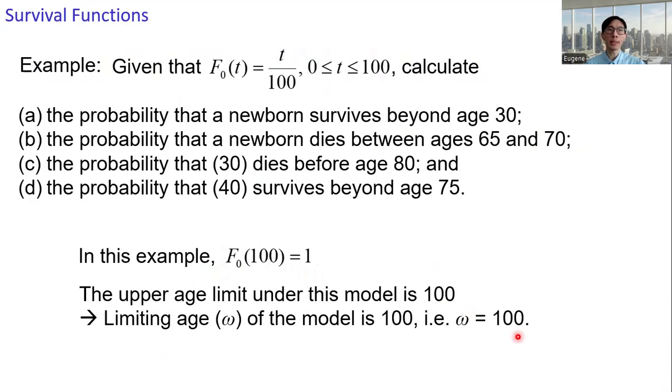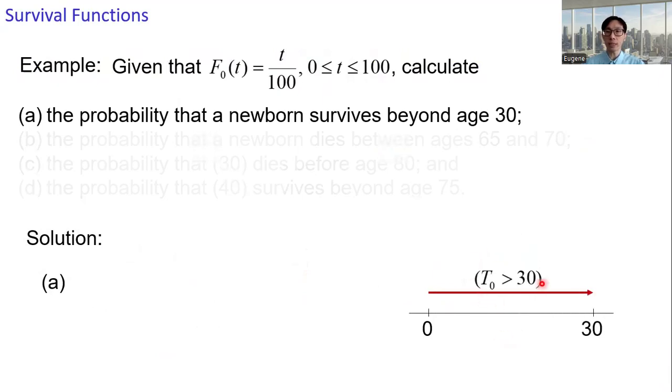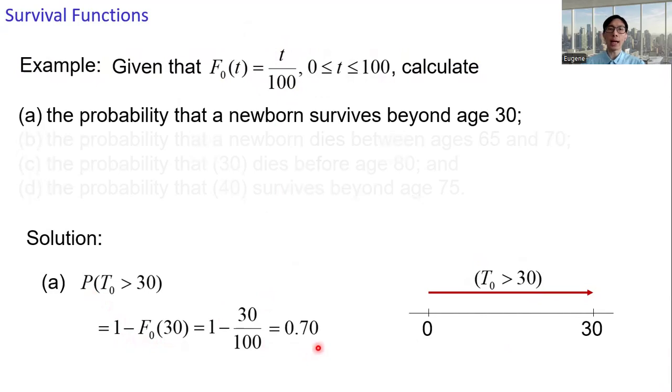All right, part A, the probability that a newborn survives beyond age 30. We have the event T0 greater than 30. Obtain the probability expressed in terms of the given distribution function, which is 1 minus F0(30). Substitute t equals 30 into the expression, and we get the answer 0.7.